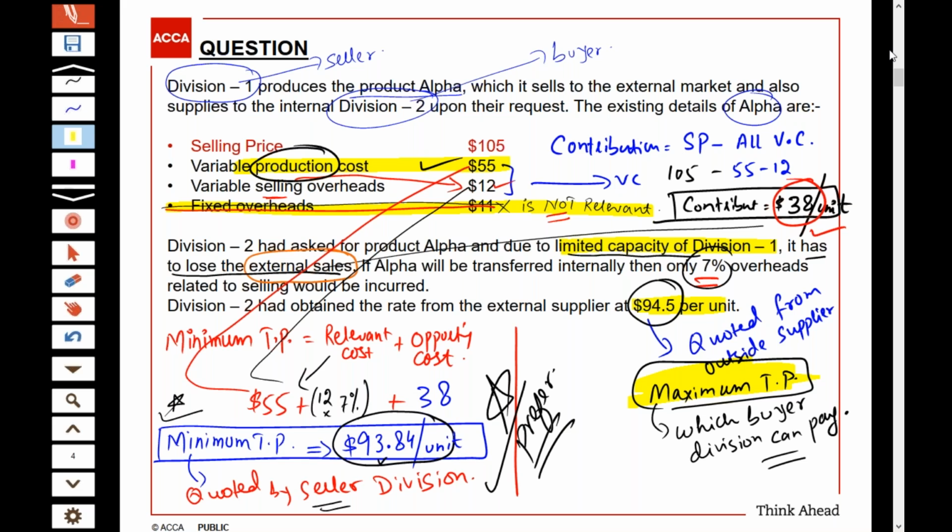All right. So the student who was asking about the purpose of 94.5, is it clear right now? Yeah, services can also be used for that. Okay. Now that is the transfer price which is relevant cost plus opportunity cost.